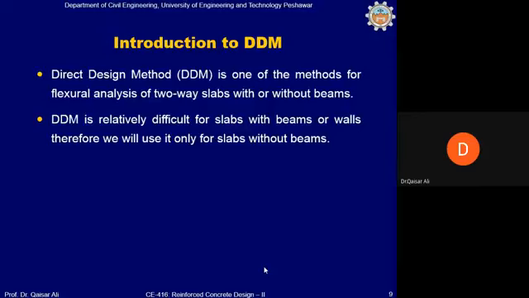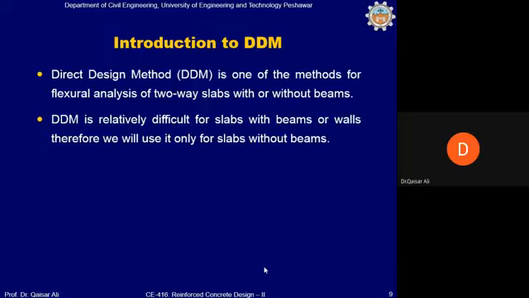The moment coefficient method, which we have used for slabs with beams, if you remember, we have also clarified that this method also no more exists in the current versions of the ACI code. The DDM was part of the code until 2014, but in the most recent version of the code, this method has not been included. But still, the ACI code allows us to use the method. Okay, because this method is very useful for slabs without beams.